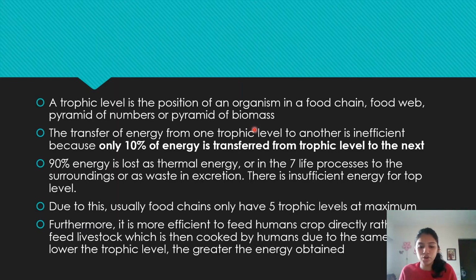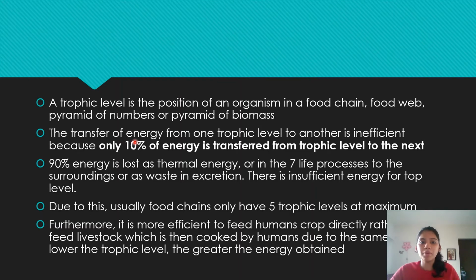So by default, your producer is always going to be at the first trophic level. Your consumer, so remember the first example, we had corn, mouse, owl, I think. So the corn is at the first trophic level, the mouse is at the second trophic level, and the owl is at the third trophic level. Okay, just remember, it is the number.